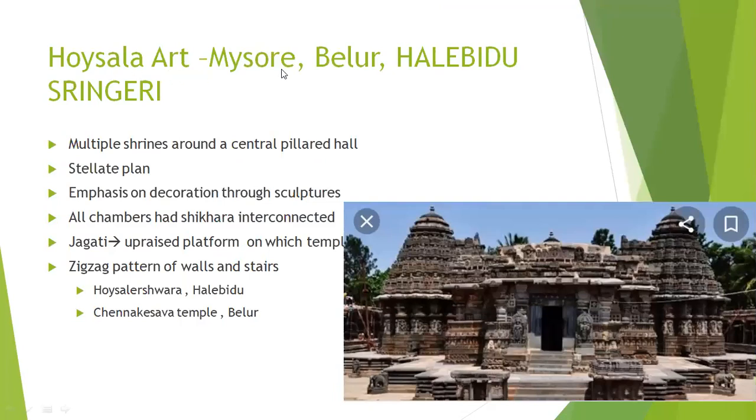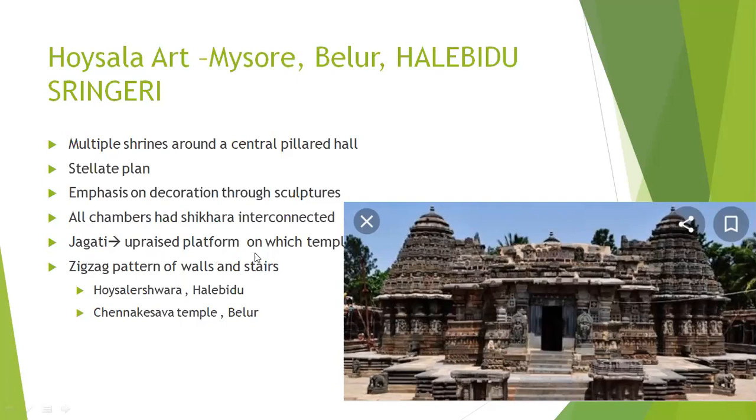The Hoysala art or the Mysore art, which is at Mysore, Belur, and Halebidu, Somanathapura. There are multiple shrines around a centered pillared hall. The pattern here is stellate, that is star shaped, and not like panchayatana. That means at 4 or 5 corners there are temples. Emphasis is on decoration through sculptures. Look at these. There are minute, intricate details about sculpture. All chambers have shikharas here, which are interconnected.